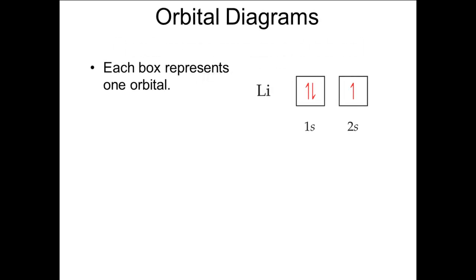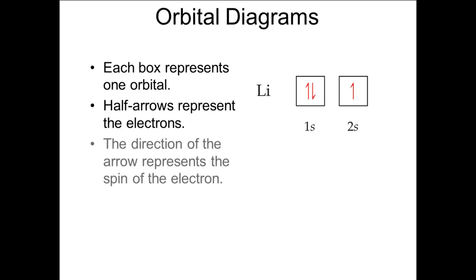Configurations and orbital diagrams. We can do a number of things to indicate where the electrons are in the orbitals in an atom. First, we can draw the orbital diagram. We use a box, or sometimes a line, to represent each orbital, and place a half arrow in the box for each electron present, one pointed up and the other pointed down, representing the spin of the electron.